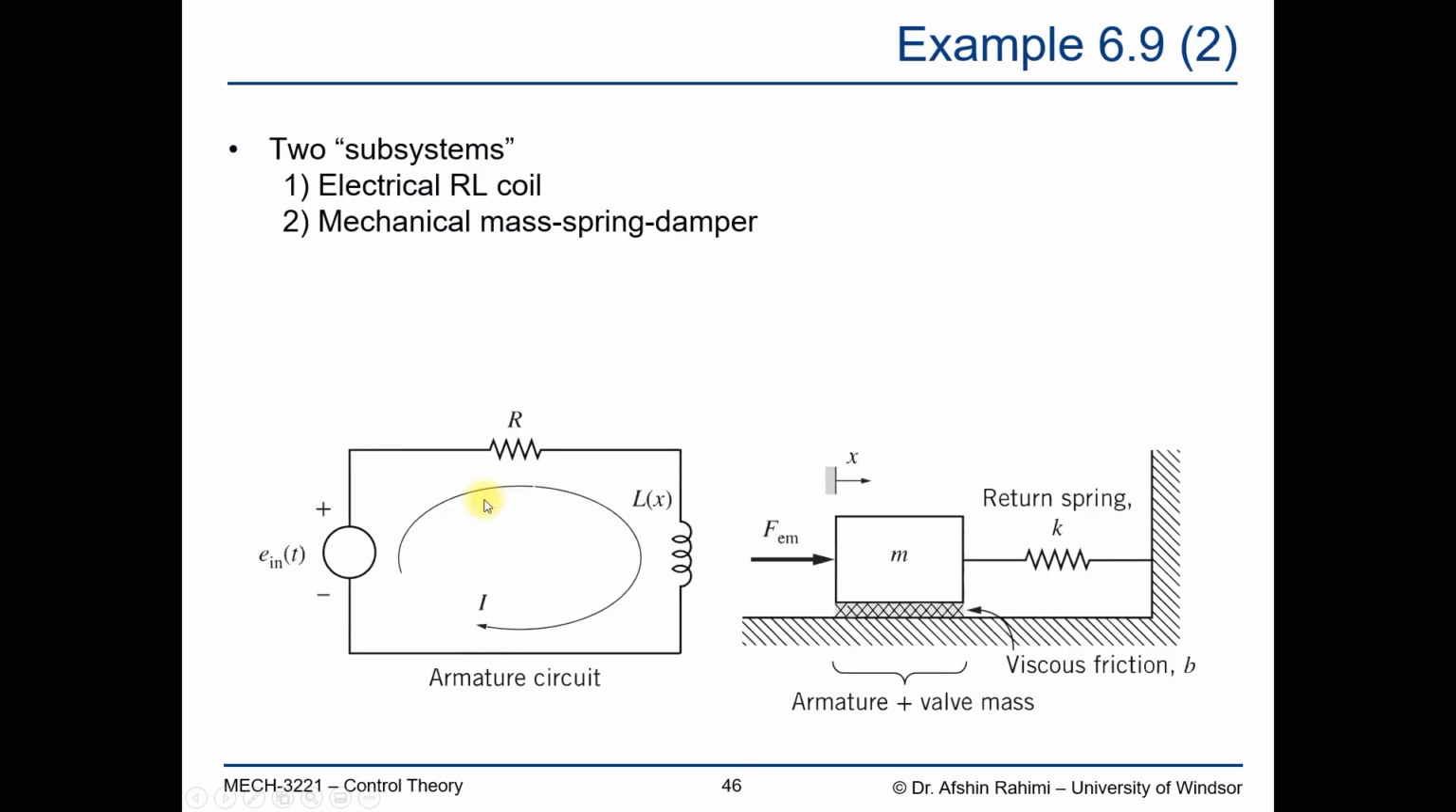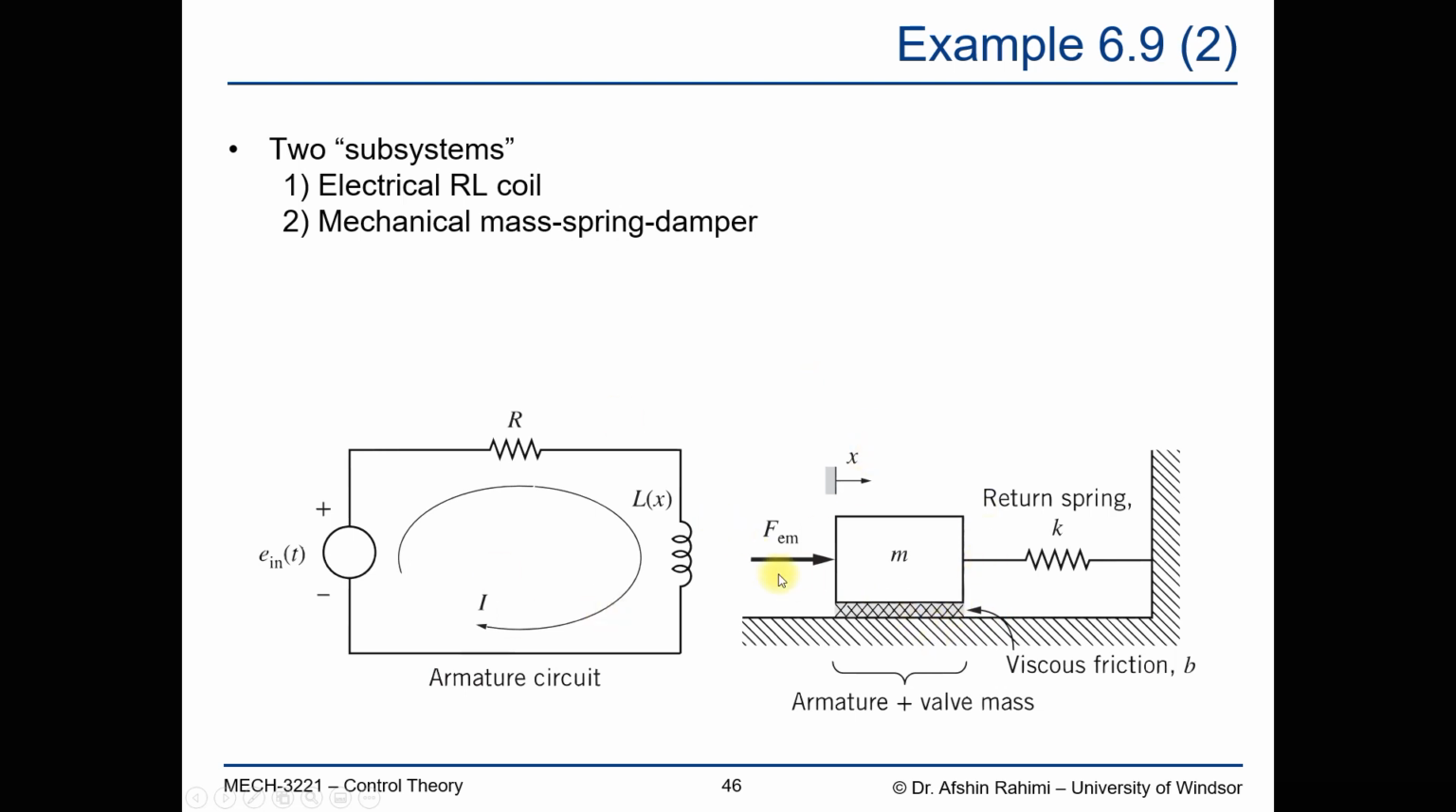For this, we first have to model our system. We have two subsystems, the electrical part and the mechanical part. The electrical part is an RL circuit. The mechanical part is a mass spring damper system.